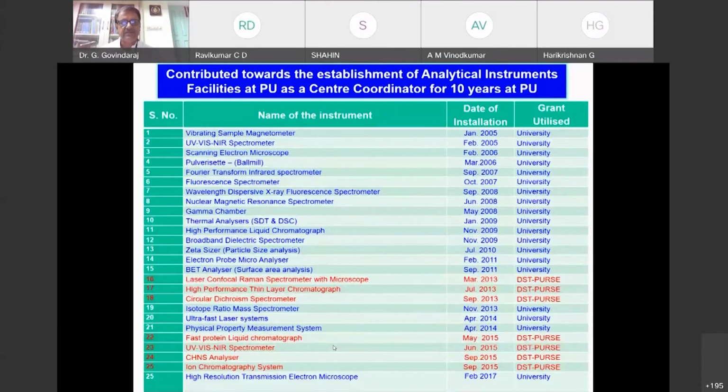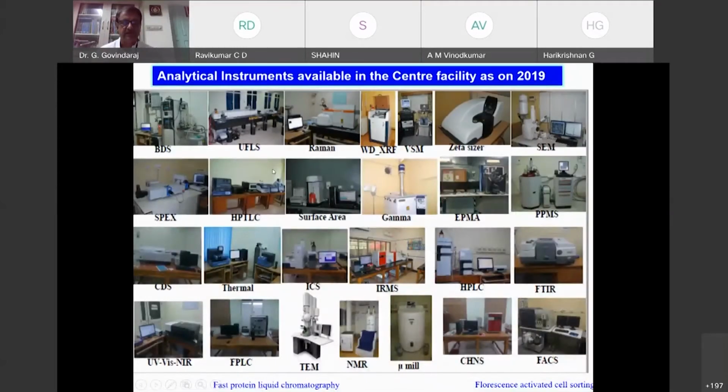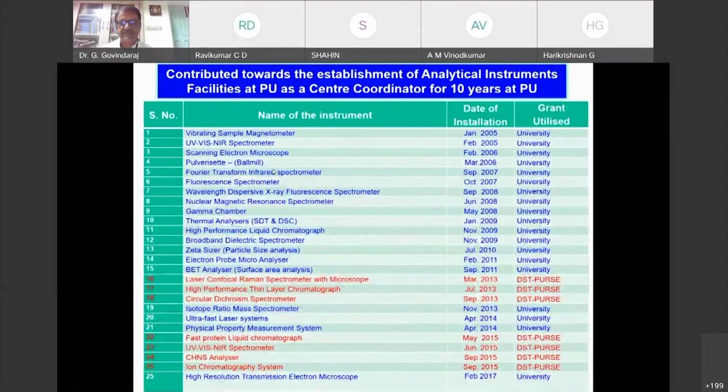And what about the contribution to the university? This is my contribution in terms of establishing facilities. You can see the 25 major facilities that were established during my tenure as coordinator of the center. This experience taught me a lot about the experiments and the physical ideas and principles with which instruments are operated. There are many users now, and our publication level, impact factor, and everything has been raised because of these facilities established in our university.